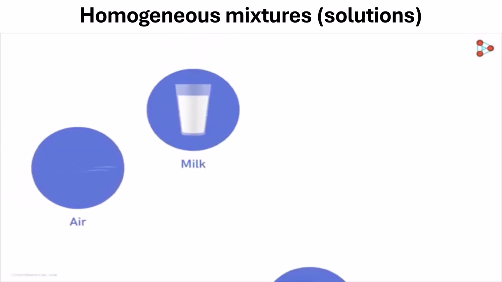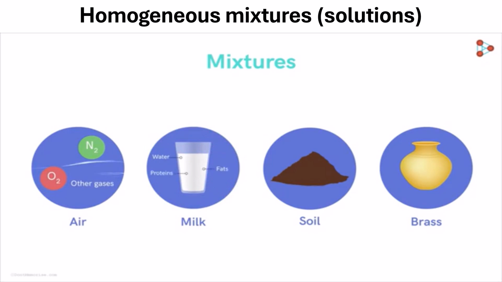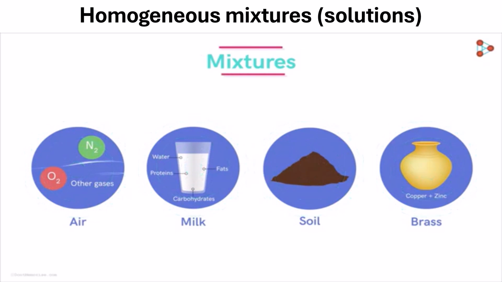What do air, milk, soil and brass have in common? Didn't get it? They are all mixtures. Air is a mixture of nitrogen, oxygen and many other gases. Milk is a mixture of water, fats, proteins like casein and carbohydrates like lactose and so on. Similarly, soil is a mixture of many things, and brass is a mixture, or more specifically, an alloy of copper and zinc.